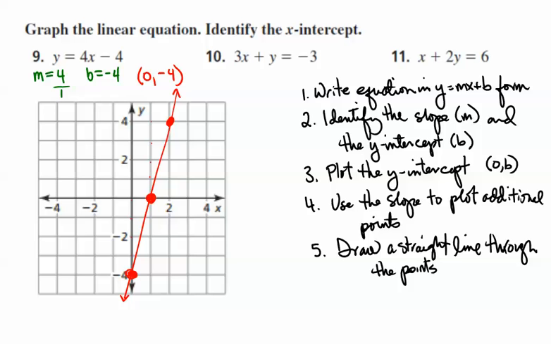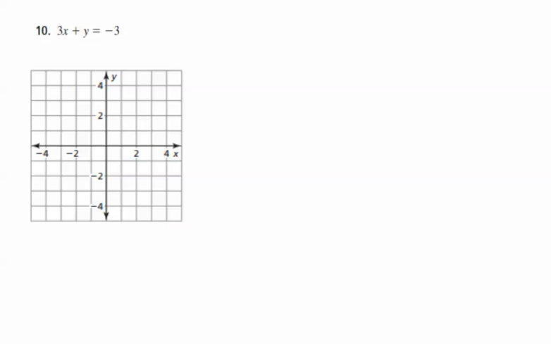All right, what I'm going to do next is scroll up, and we're going to graph the equation in number 10. Okay, so problem number 10, we want to graph this equation. The issue that we have here is that it is not in y equals mx plus b form. It's not far, but it's not there yet. So the first thing that I want to do is to rewrite this in y equals mx plus b form.